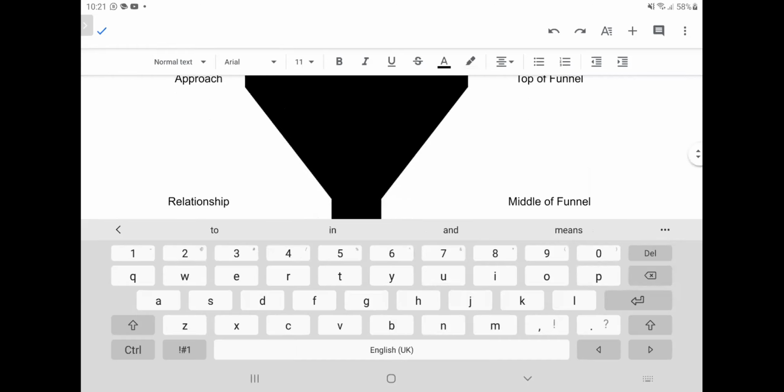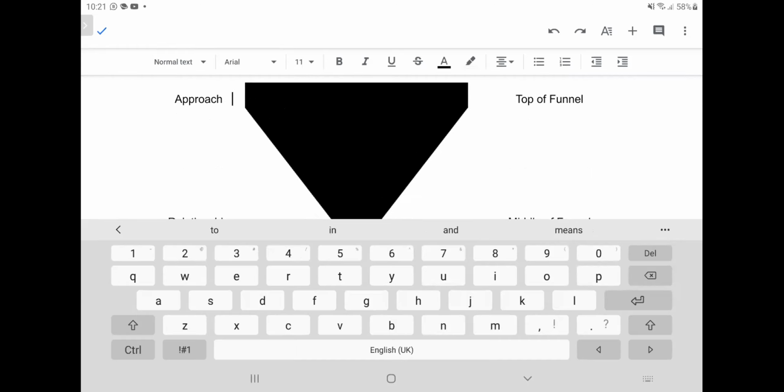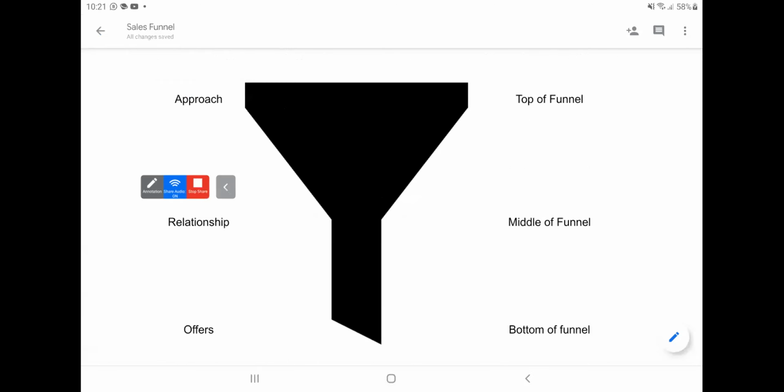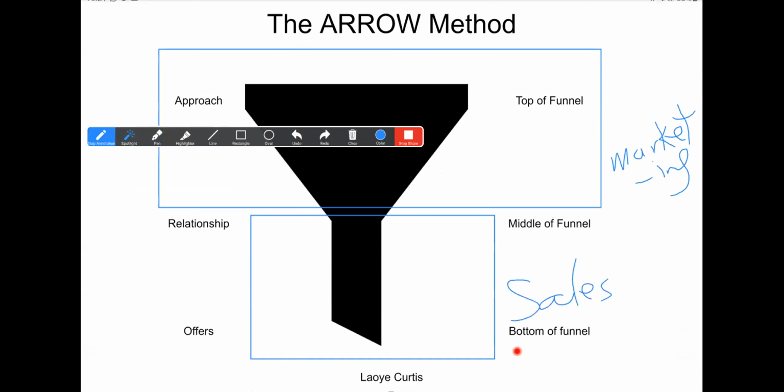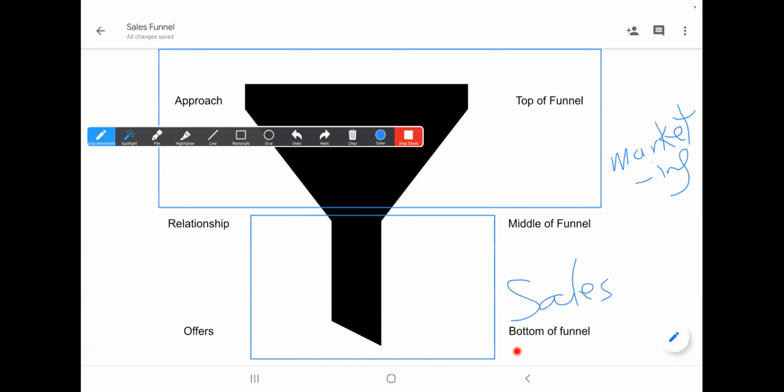So now, at the top of the funnel, you have the approach phase, and then at the middle of the funnel we have the relationship building phase, and at the bottom of the funnel we have the offers phase. Now let me quickly do some annotation on the screen. Okay, the same thing is applying here.